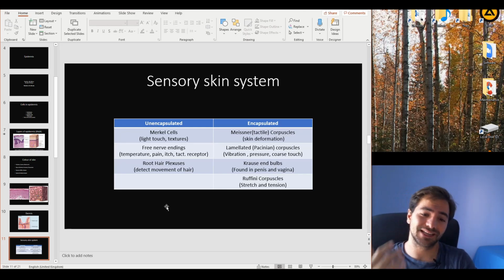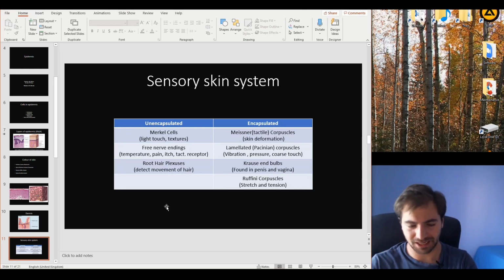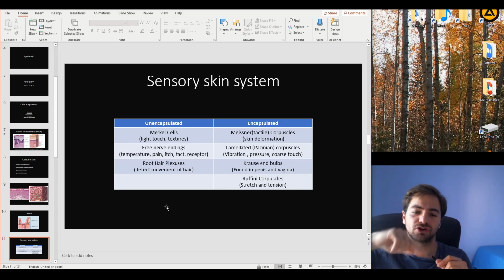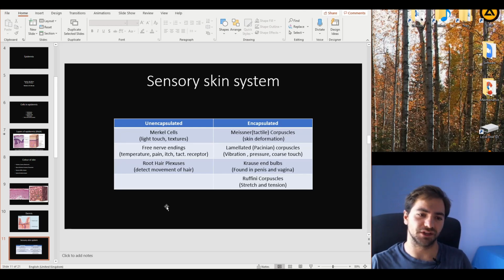Now we're going to see also the encapsulated structures, the Meissner's corpuscles, that sense skin deformation. We're going to see also the Pacinian corpuscles that are responsible for vibration, for pressure, and coarse touch. And in fact, if you see the structure of the Pacinian corpuscles in the microscope, you're going to see circular concentric layers. It's very, very easy to identify. We're going to find also the Krause end bulbs, but these are only located around the penis and the vagina in the case of the Krause end bulbs.